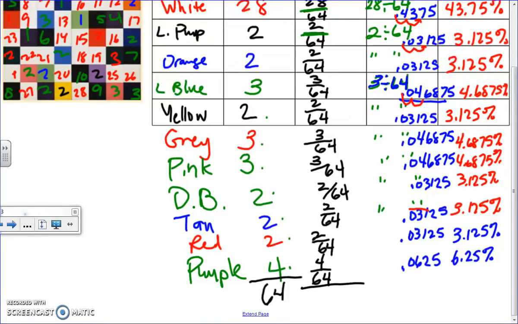This is the important part. When I add these fractions up, I should get 64 64ths, and that represents 1 whole or 100%. If that represents 100%, and I add all these decimals up, that should equal 1.0, and this should actually equal 100% if I've used all of the data. So for tomorrow, that's what we're going to do, and that's it for today.